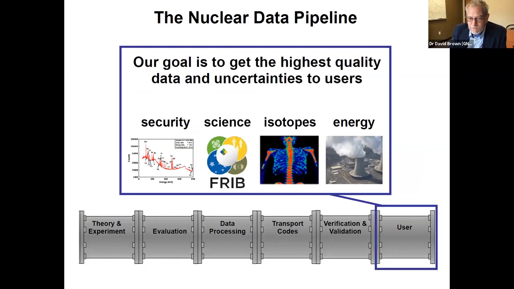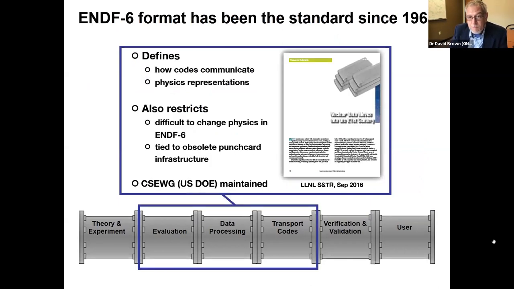So this cartoon illustrates, at a very high level, how nuclear data gets from basic science, theory and experiment, all the way to the user. And of course, our goal is to get that highest quality data and uncertainties to the users for use in a variety of applications. Next slide.